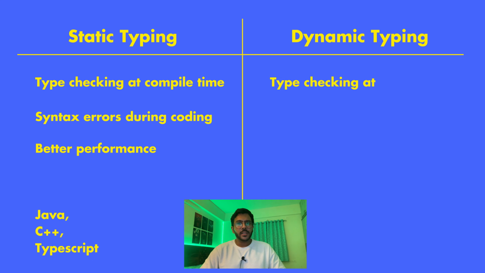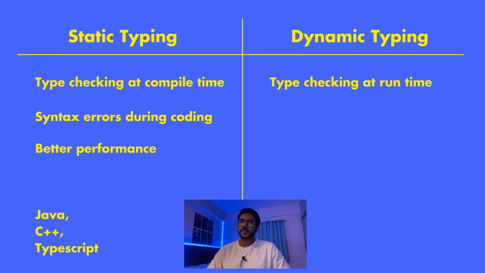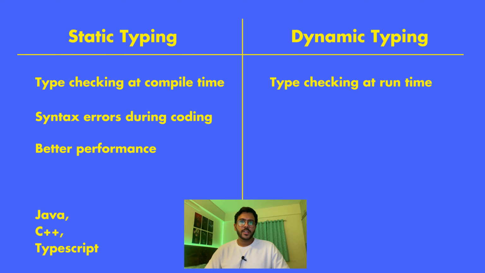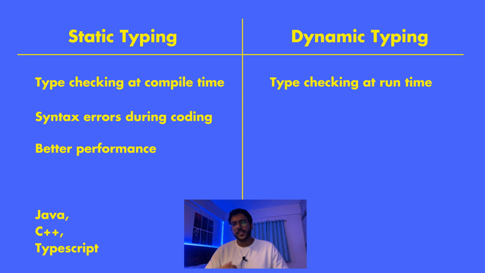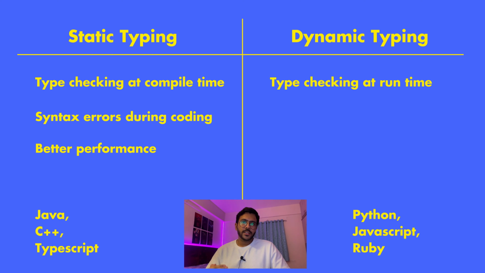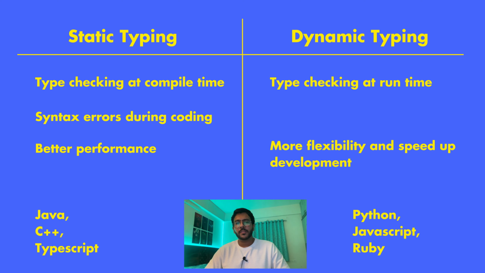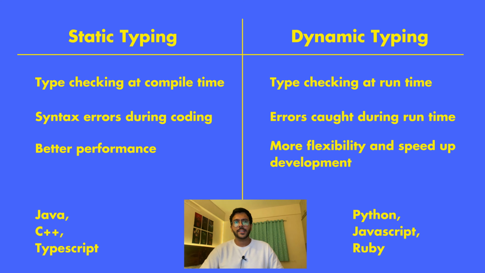In dynamic typing, type checking happens at runtime. This means the types of variables and expressions are determined as the program executes. If the program has errors, you won't know without executing your code. You don't need to declare types explicitly, and a variable's type can change over time. Languages like Python, JavaScript and Ruby are dynamically typed. Dynamic typing offers more flexibility and can speed up development, but it may lead to runtime errors that are only caught when the code is executed.